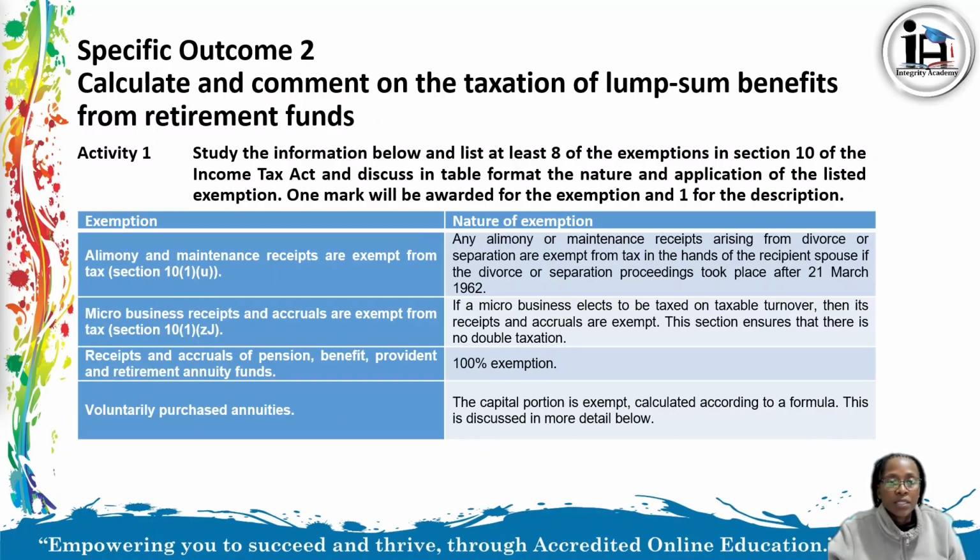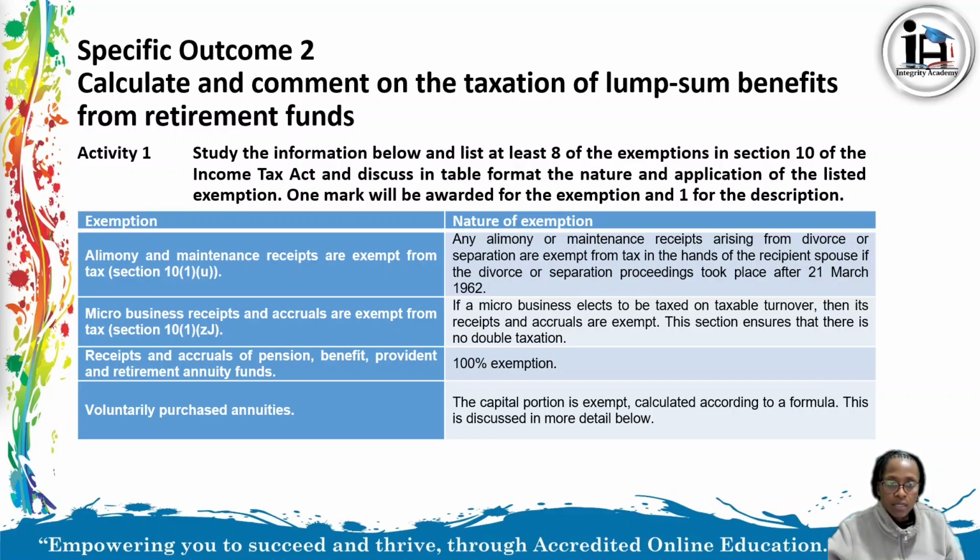Alimony and maintenance receipts are exempt from tax. Any alimony or maintenance receipts arising from divorce or separation are exempt from tax in the hands of the recipient spouse if the divorce or separation proceeding took place after 21st March 1962.